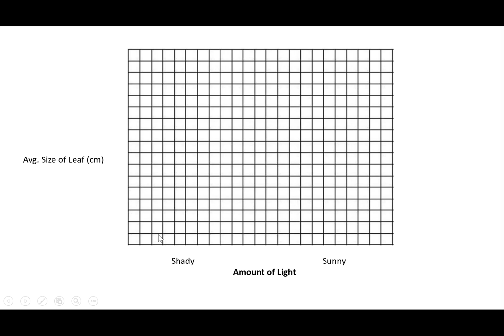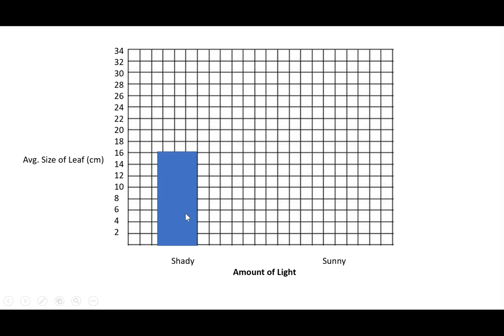First thing I'm going to do is scale my graph, right? Then I'm going to plot my averages. So my shady leaves had an average leaf width of 16.4 centimeters. That's just going back from my table on the last slide. And my sunny leaves had an average leaf width of 12.8 centimeters, okay? So that's first, just drawing your bars.